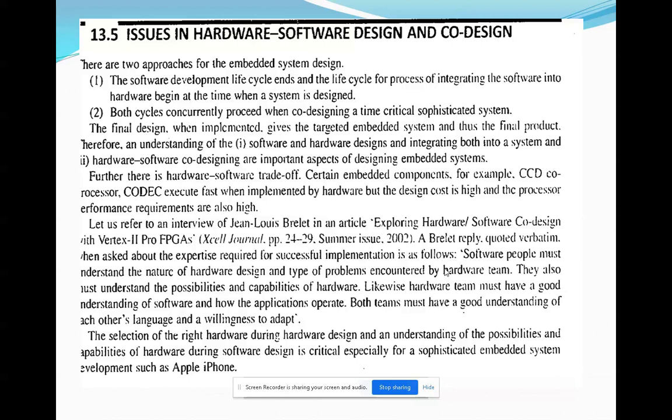And the possibilities and the capabilities of hardware, software problems have to be known by the hardware team. Okay, so both teams, that is the hardware team and software team, must have a good understanding of each other's language, that is hardware language and software language, and a willingness to adapt. Okay, they have to show interest in adapting. Okay, then only you can give the complete sophisticated embedded system product like the Apple iPhone. Okay, this is software hardware trade off.